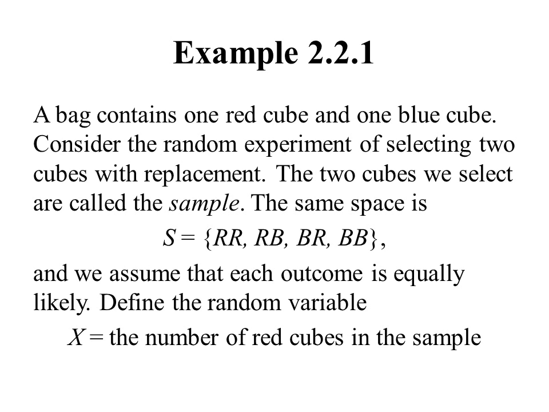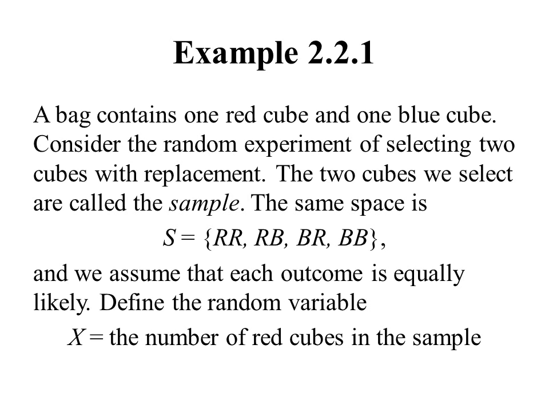Alright, so now let's try to illustrate these rather abstract definitions with a little more concrete example. So consider a bag that contains one red and one blue cube. Okay, so very simple example. Suppose we randomly select two cubes with replacement. So we're going to select one cube, put it back, select a second cube. The two cubes we select are called the sample.